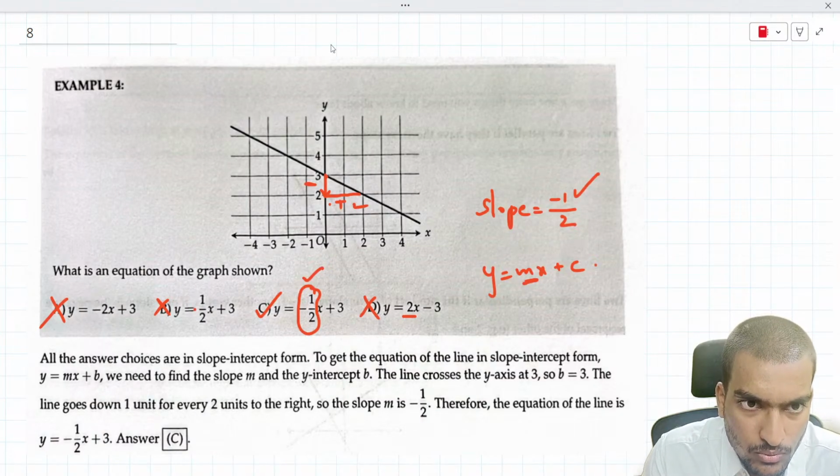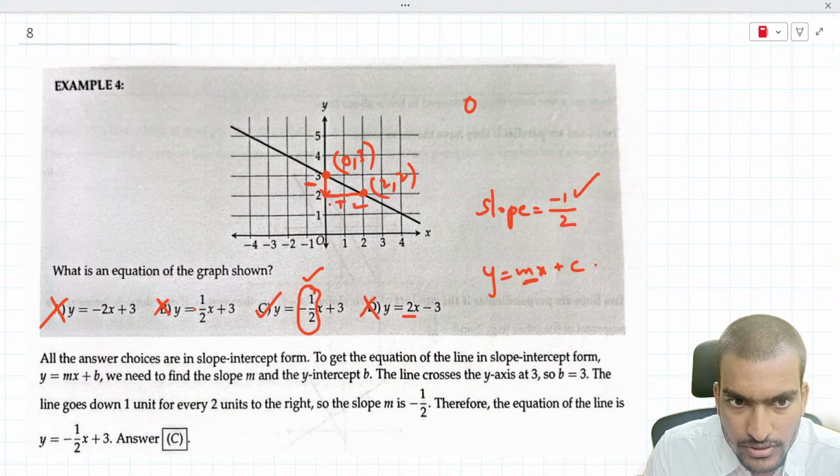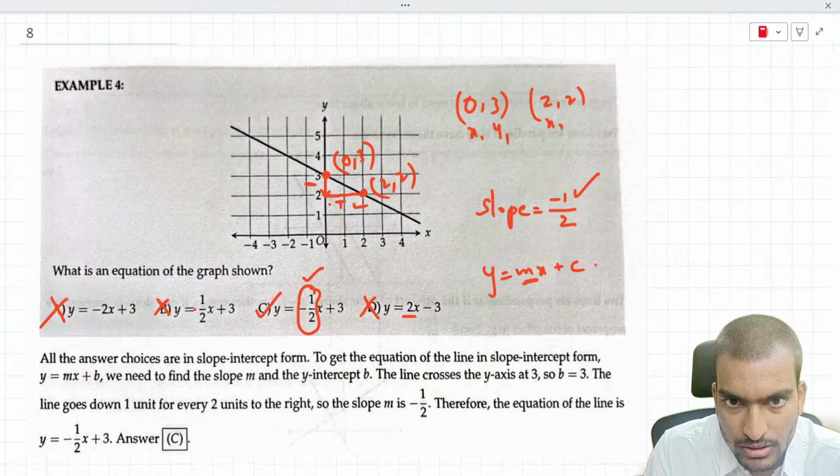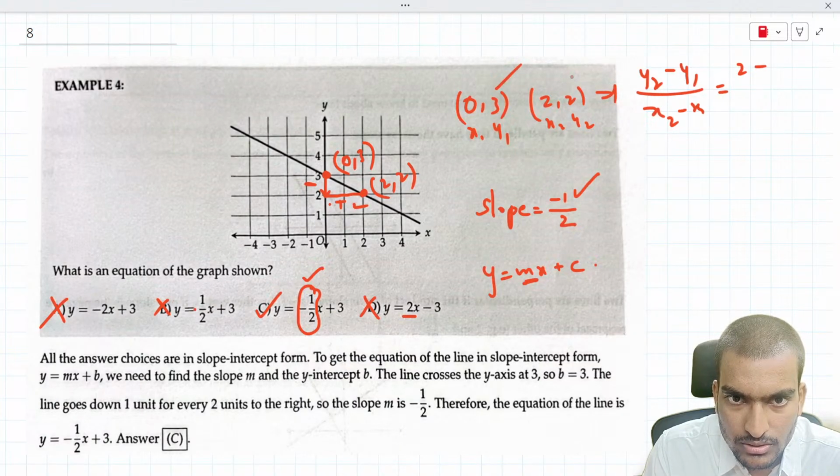If you don't know the way here, you need to understand this. The point of this is x is 0, y is 3, and the point of this is x is 2, y is 2. So with 0, 3 and 2, 2, use the slope formula now: y2 minus y1 by x2 minus x1. What is y2? 2, and y1 is 3, divided by x2, 2 minus 0, that is -1 by 2.